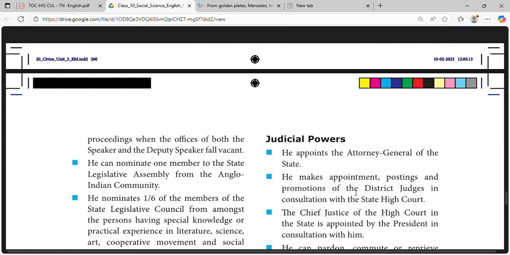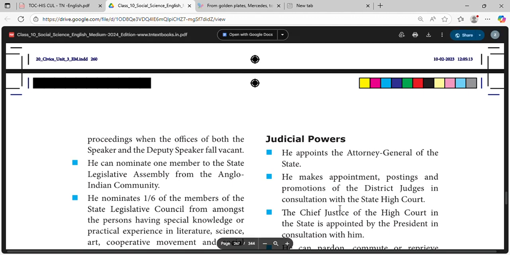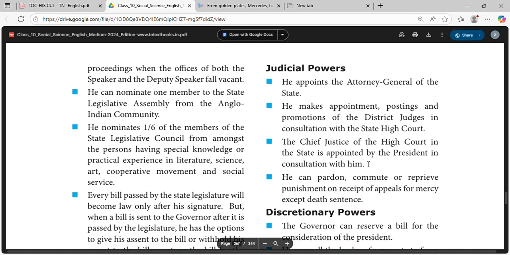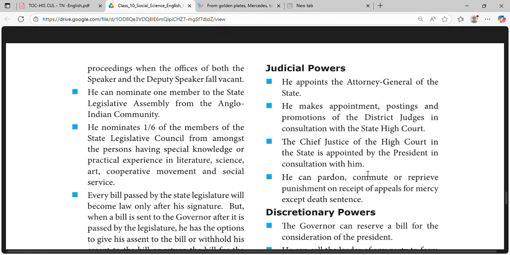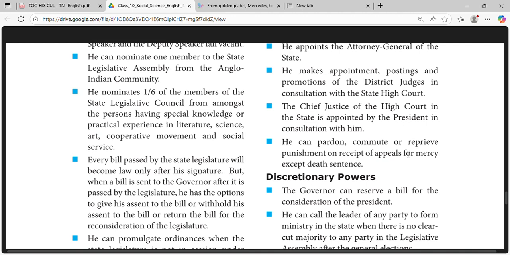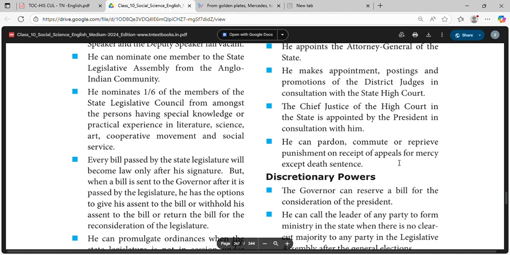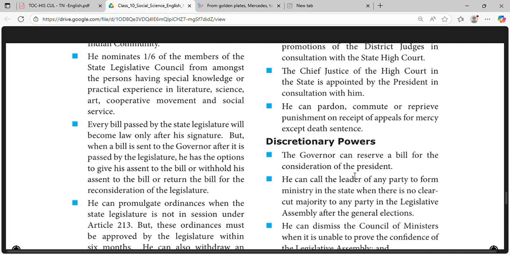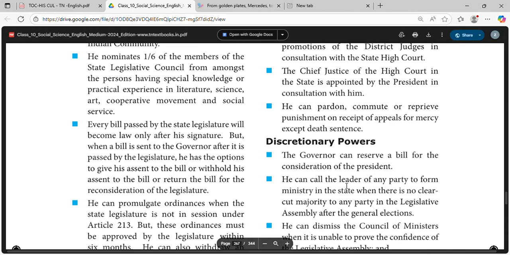He makes appointments, postings and promotions of the district judges in consultation with the State High Court. The Chief Justice of the High Court in the state is appointed by the President in consultation with him. He can pardon, commute, or remit punishment on receipt of appeals for mercy, except death sentence. The Governor can reserve a bill for the consideration of the President.